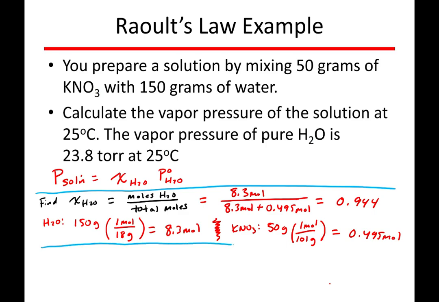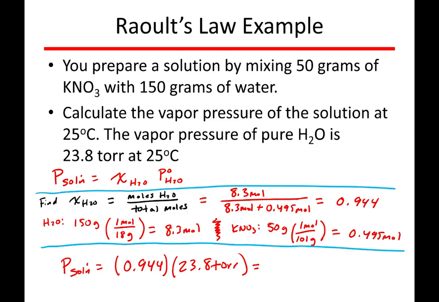With that in mind, we can now calculate what the vapor pressure of our solution is. What we'll say is that the vapor pressure of the solution is equal to the mole fraction of the water, 0.944, times the vapor pressure of the pure water, 23.8 torr. This solution has a vapor pressure of 22.5 torr. And there we have it.